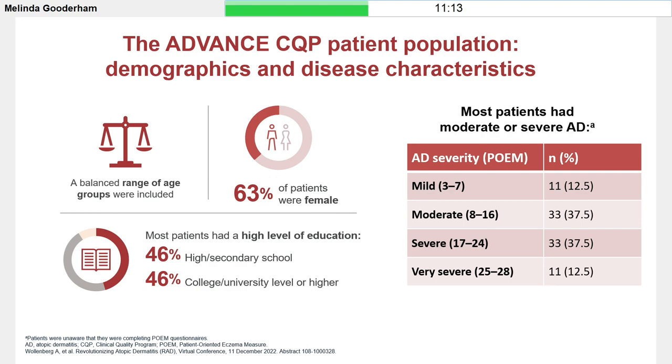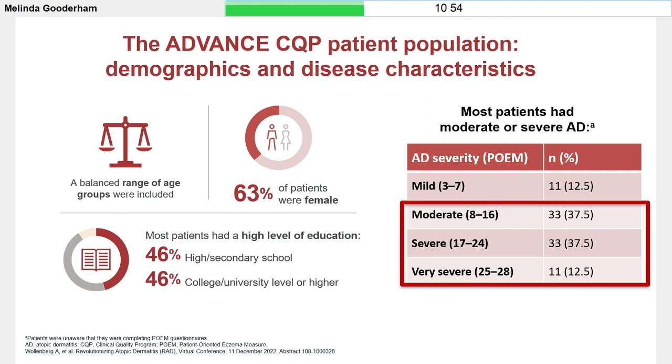As we were reaching closer to the 88 patients, we actually had to look for patients without as much education to find more of a balance. So 46% had a high school education, another 46% had college or university or higher, and the rest had neither of those.